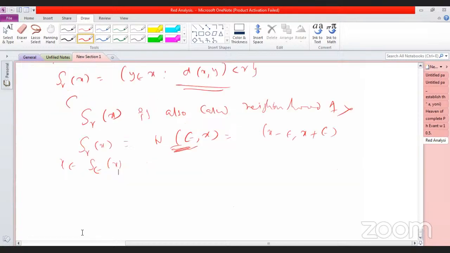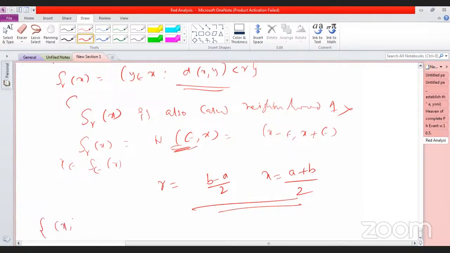So an open sphere is non-empty. In an open interval (a, b), the open sphere S_r(x) has r equal to (b minus a) by 2 and x equal to (a plus b) by 2. This is the basic fundamental formula you have to note: x belongs to S_epsilon(x), and the open sphere is non-empty. You can take that here, an open sphere with an origin.